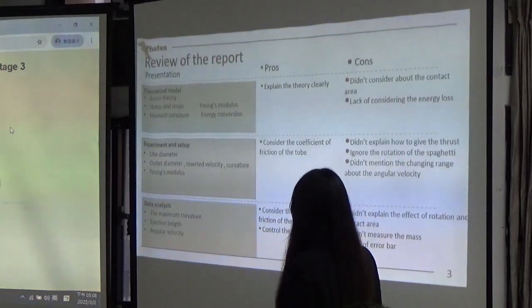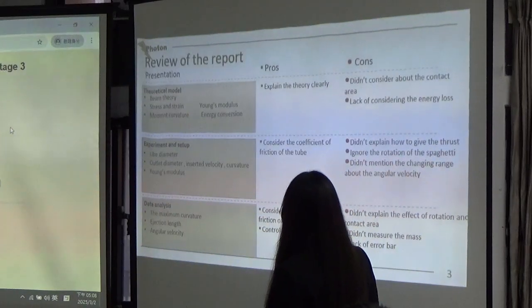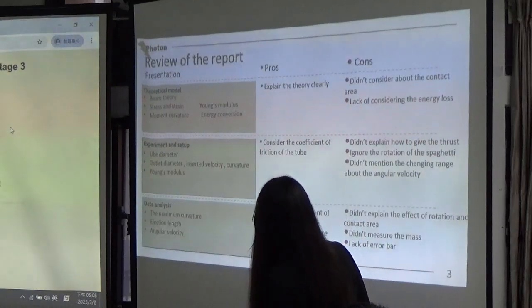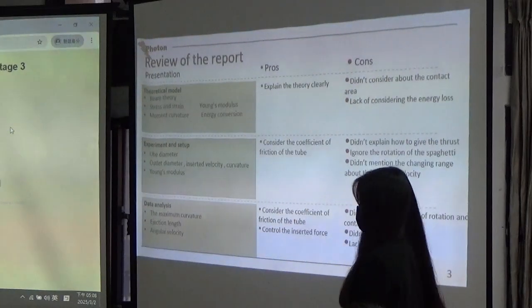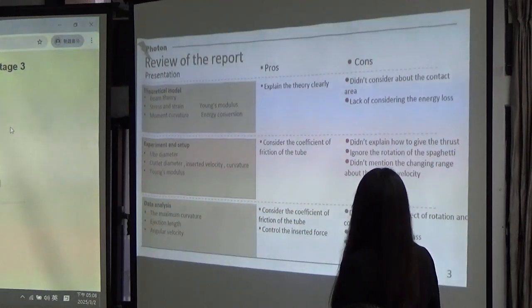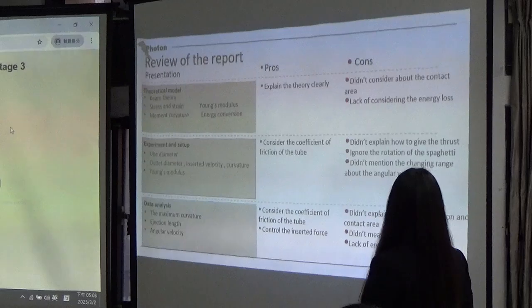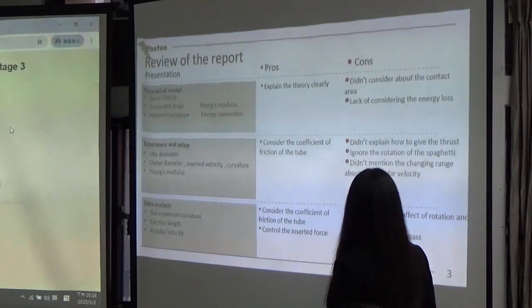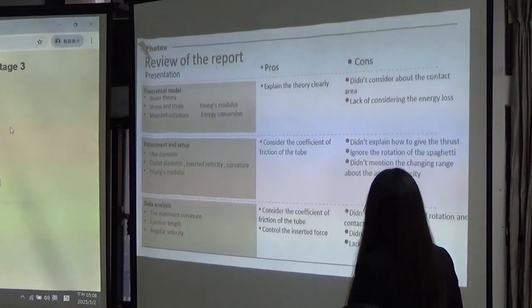In data analysis, she talked about the maximum curvature, insertion length and angular velocity. I think she considered the coefficient of friction of the tube and controlled the inserting force. But I think she didn't explain the effect of rotation and the contact area, and didn't measure the mass and length, or show error bars.